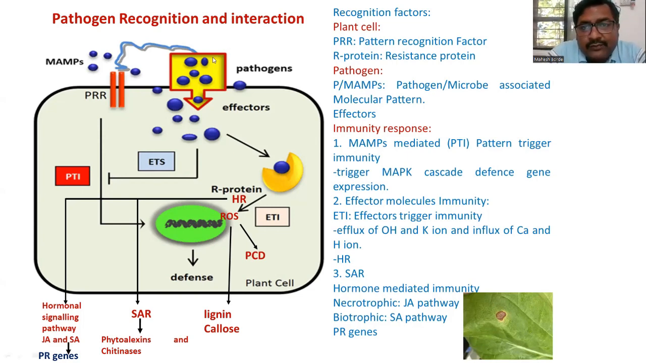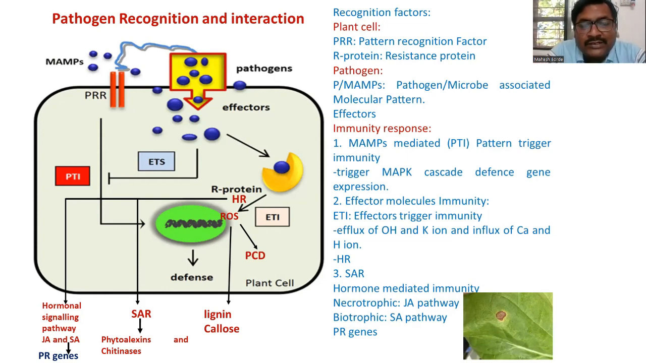In the pathogen, there are PAMPs or MAMPs, that is pathogen associated molecular patterns, as well as microbe associated molecular patterns. These blue ones are the pathogen or microbe associated molecular patterns. So when the pathogen lands on the plant cell, it is recognized by the PRR, which is located at the cell wall.